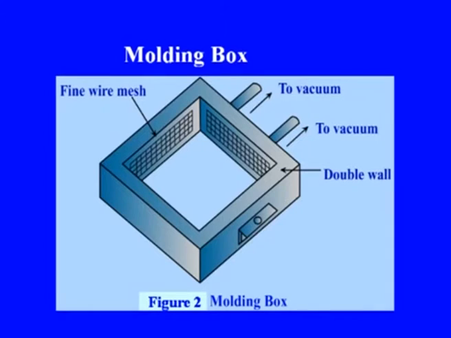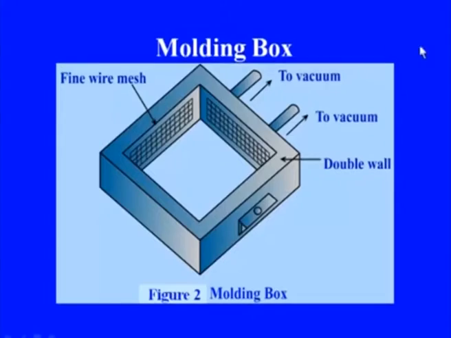2 pipes are connected with the outside wall of the box. One pipe sucks the vacuum from the box and another pipe releases the vacuum to the atmosphere. The molding box is shown in figure 2. This is the molding box arrangement. This is the double wall arrangement, and these are the 2 openings to the vacuum arrangements. This is the fine wire mesh.